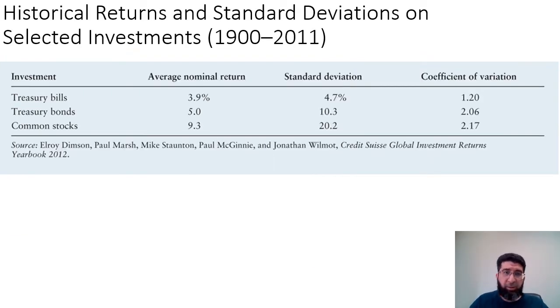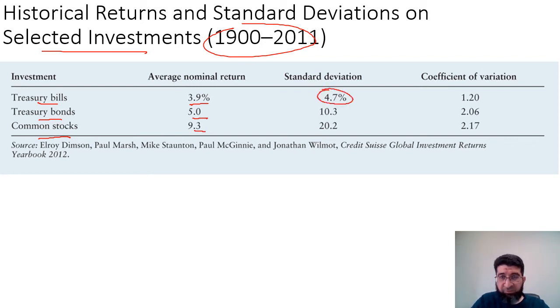You can see here historical returns and standard deviation on selected investments are given for the time period. For treasury bills, treasury bonds and stocks, we have 3.9%, 5% and 9.3% nominal return. The standard deviations are 4.7, 10.3, and 20.2 for treasury bills, treasury bonds and stocks. Now, if we leave this for a while, we'll come and discuss it in the next slide.